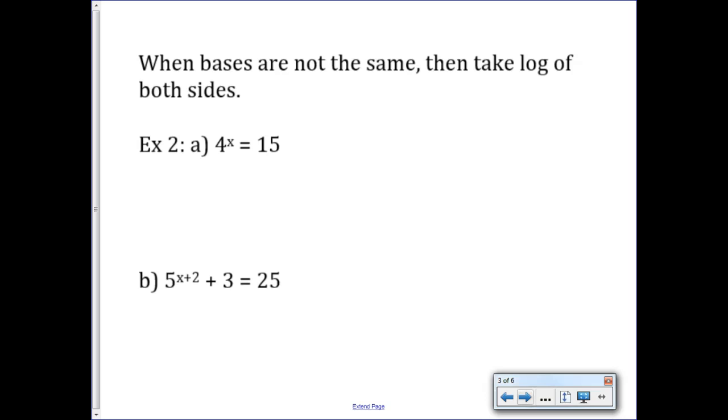Alright, when bases are not the same and there's no way to make them the same, we have to take the log of both sides. And we can be smart about how we're taking the log of both sides, because we can do something that's going to help us cancel it out. So we know when the base is the same in a log that those will cancel. So that means I'm going to use a base of 4 to take the log of both sides.